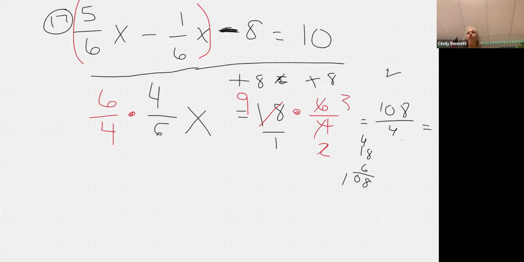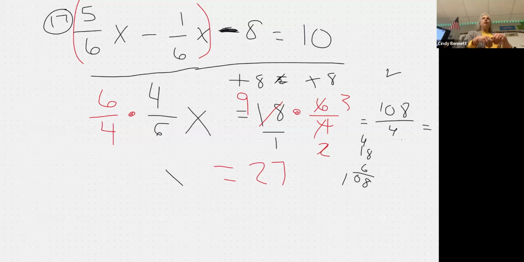So you can do your cross canceling and come out with the number without multiplying big numbers. So 6 over 4 would be 3 over 2. Then you could cross cancel with 18 and 2 and get 9 times 3 is 27. Okay, and then you check that by plugging that back in. So let's check that one out, because it does seem like a weird number.